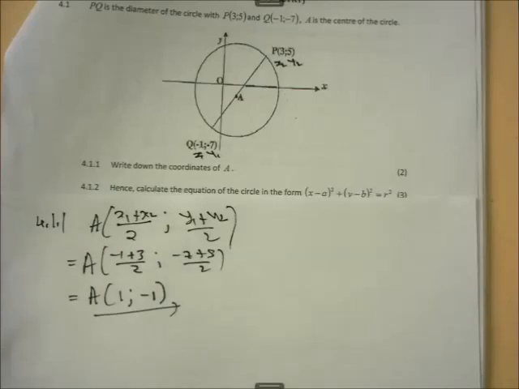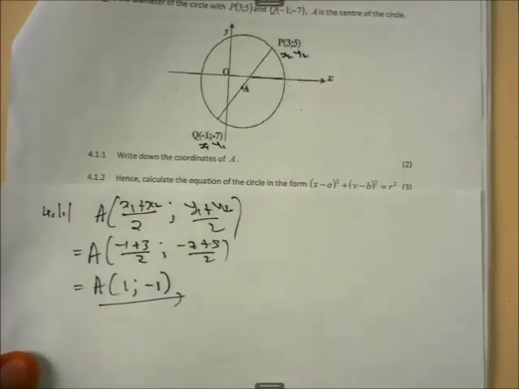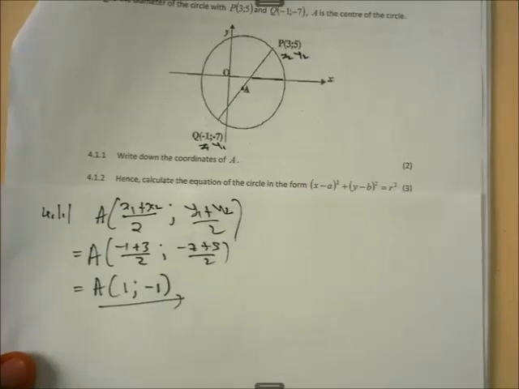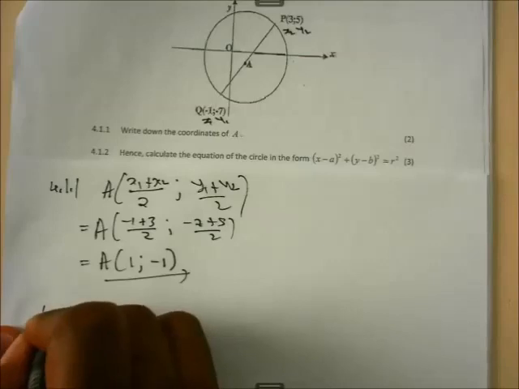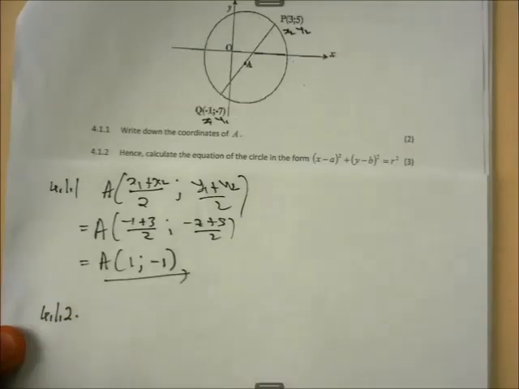Therefore now you immediately can see the coordinates of A there is a positive 1 as well as negative 1. I believe that you have this question right. Now, what about 4.1.2?